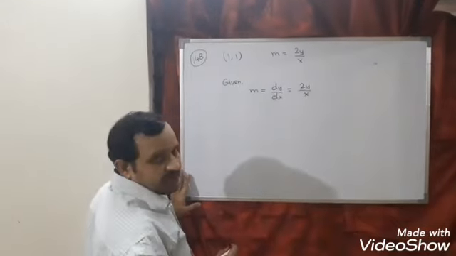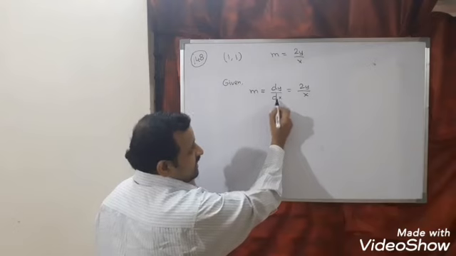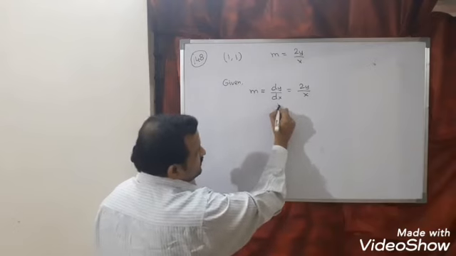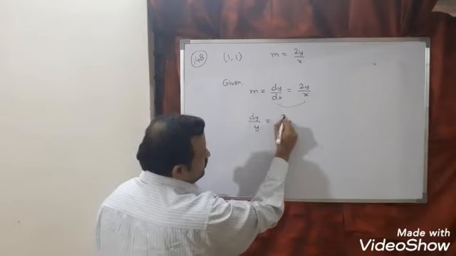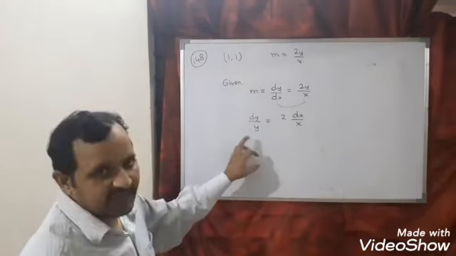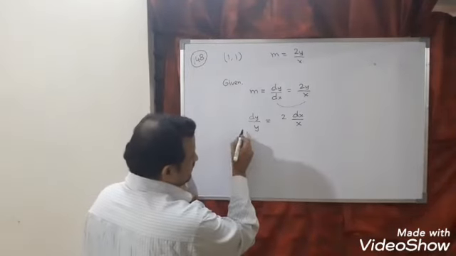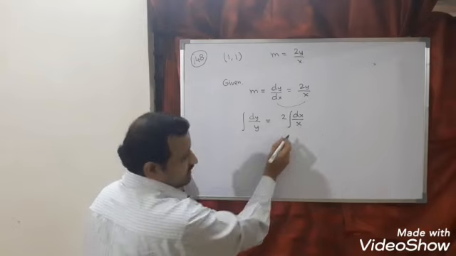Right, so what I am doing here is separating the variables. This y I am shifting here and dx I am shifting there. So we can write this as dy by y is equal to 2 times dx by x. Apply integration on both sides. So here I am applying integration, here also I am applying integration.